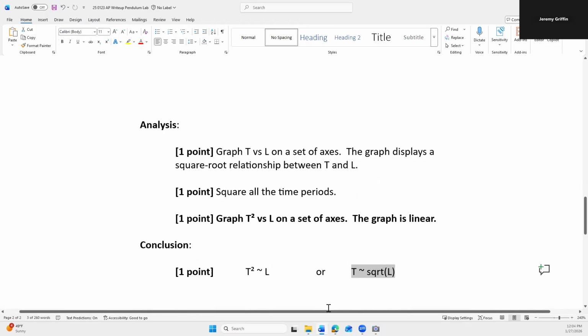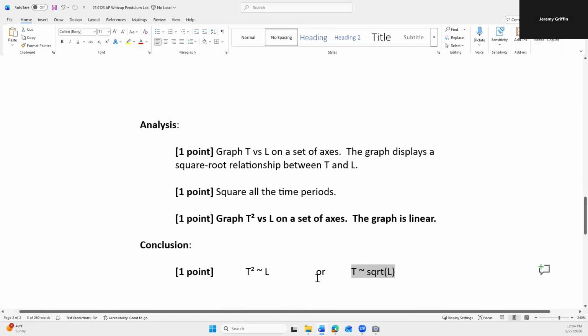Or if you did one of those other experiments, time period has no relationship with either the angle or the mass. So for both of these, if you didn't do T versus L, you would just have to say no relationship. If you did T versus theta or T versus mass, your conclusion would just be there's no relationship. So you still get the point for just writing out no.